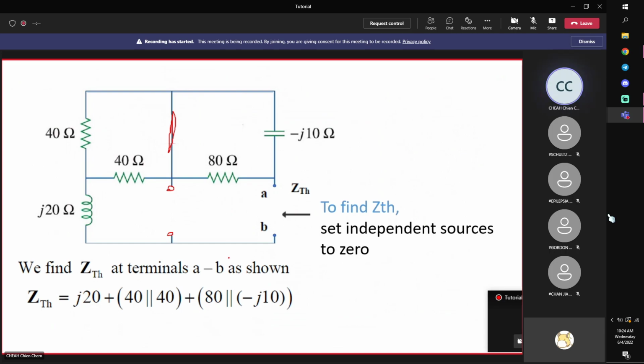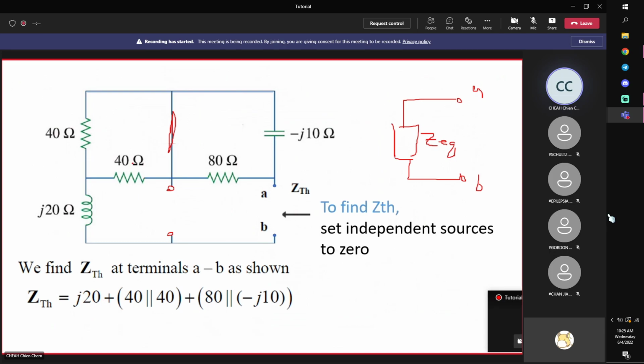Okay, then ZTH is the equivalent impedance across this terminal, right? Across this terminal. That means that you would like to find an equivalent impedance, ZEQ or ZTH, with respect to this terminal. So this whole thing must be simplified into one equivalent impedance. Now, if you are familiar with series-parallel combinations, you can visualize it easily.